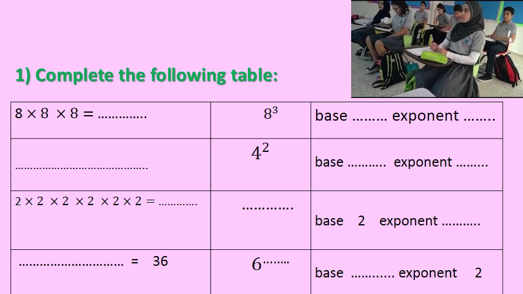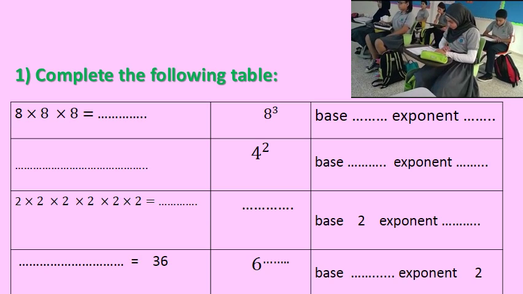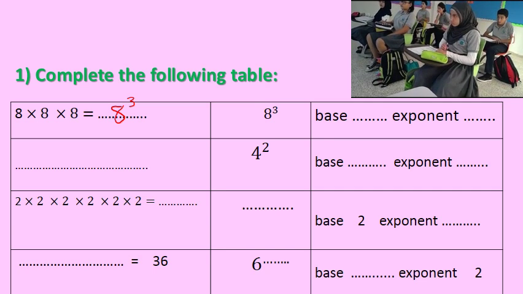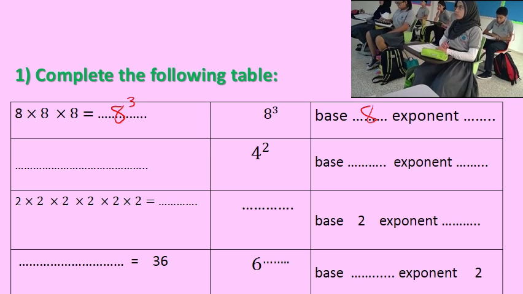Please read the question, Hassan. Complete the following table. Start with the first one. 8 times 8 times 8 equals 8 to the power 3. The base is 8. The exponent is 3.